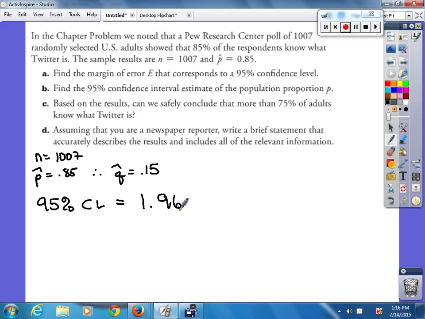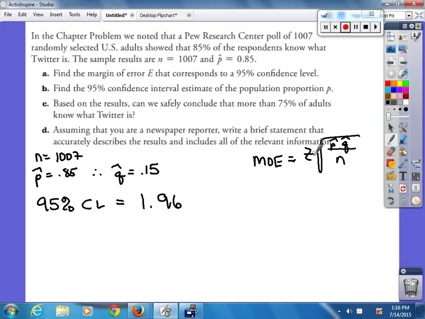Now let's talk about margin of error. Margin of error is equal to z times the square root of p hat times q hat over what? Is that n on the bottom right here? N on the bottom here. All right, what's outside? Oh, z. Z. Okay.